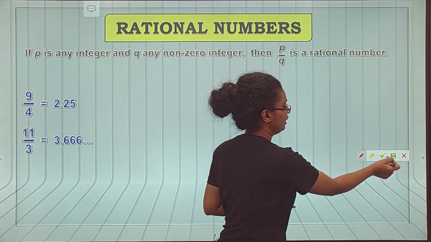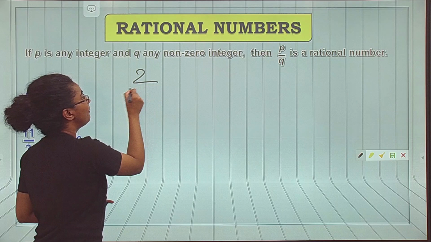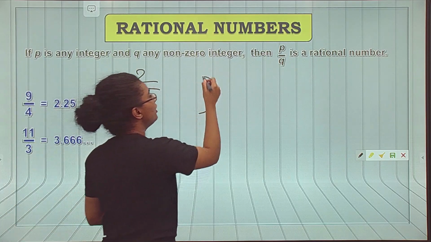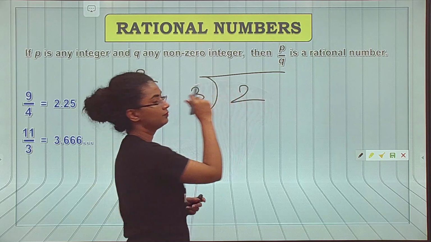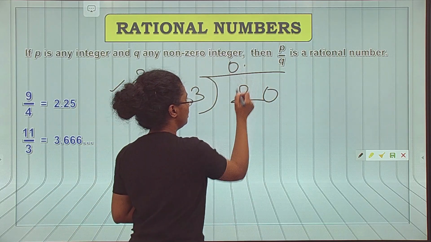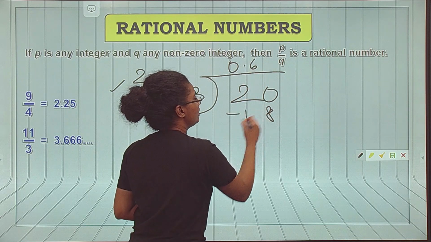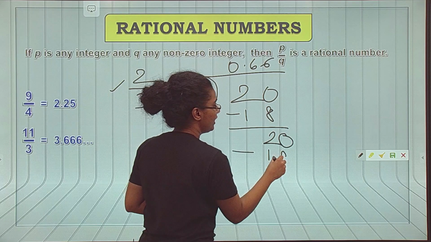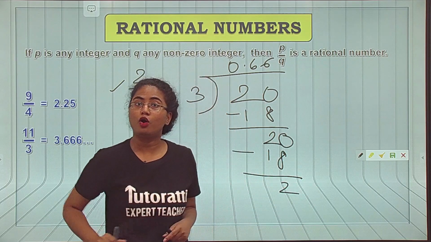Now that example is 2 upon 3. Again a rational number? Yes, a rational number. अभी इसको divide करके देखो. 2 is less than 3. Okay, so फिर से the same drill. 6 threes are 18. Answer आएगा 2. Again a 0. 6 threes are 18. Again 2.